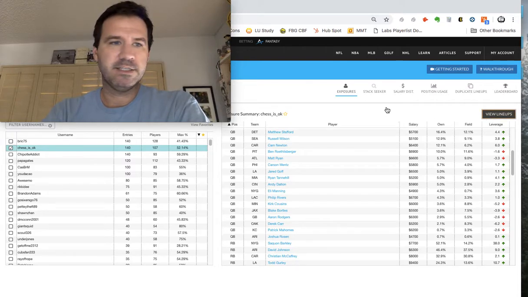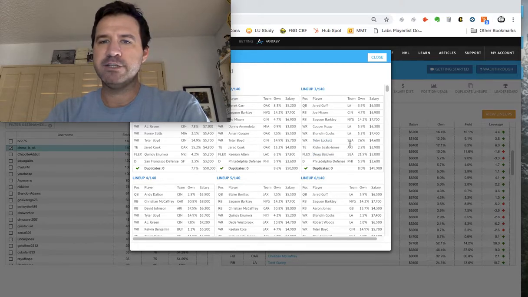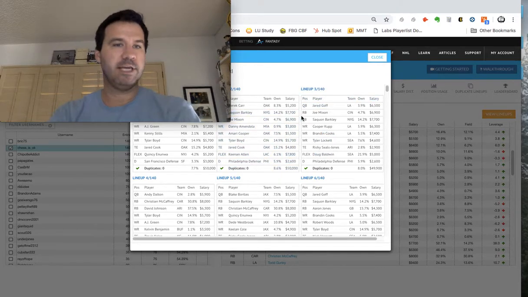And let's just take a look at some of James's lineups here, see what he's doing. So we've got a Goff, Cooks, Cup, Baldwin, Lockett. So James is actually going with 5-man stacks. So a quarterback with 4 guys from the same game. 1, 2, 3, 4. Goff makes 5. So there's, again, numerous ways to skin the cat.